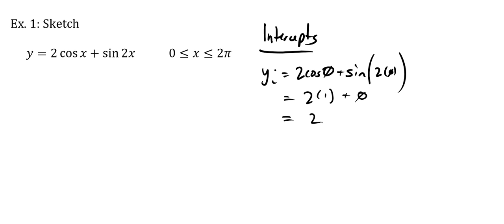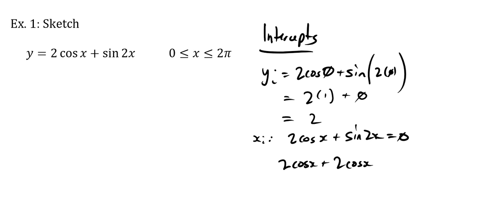For the x-intercepts, x-intercepts are usually a little bit trickier. We're going to set... We've done one very similar to this before. What am I going to do to solve this one? All right, so 2 cos x plus 2 cos x sine x. That one's only got one identity, so you have to use that.